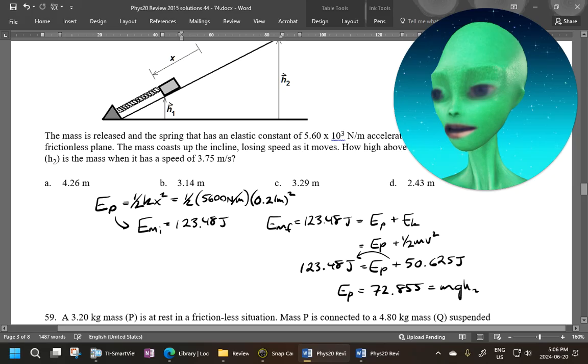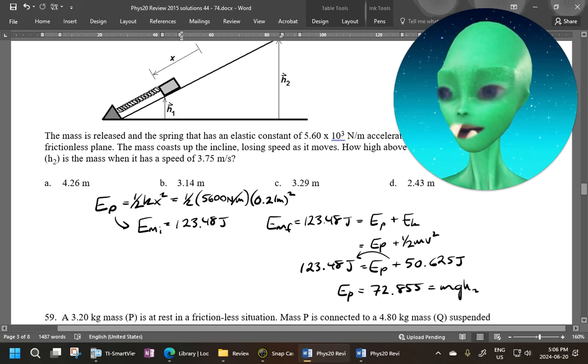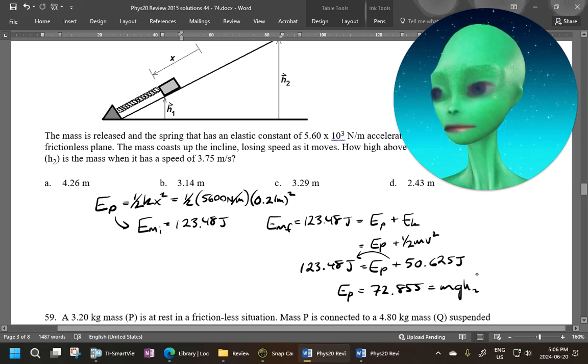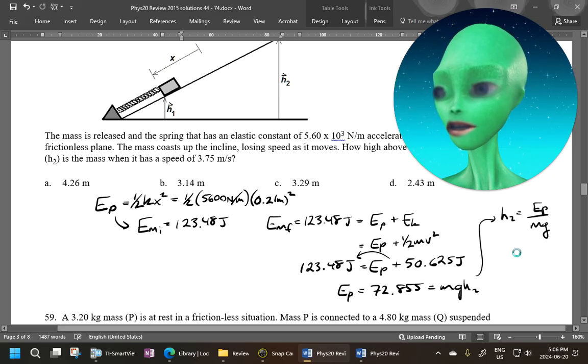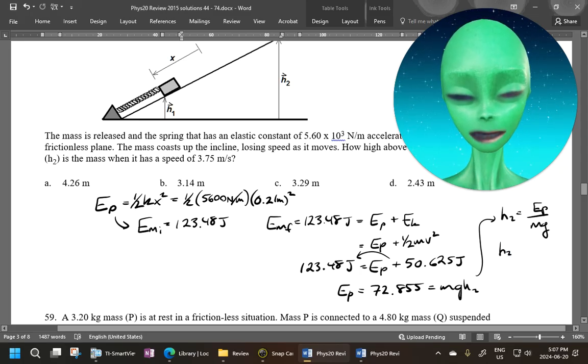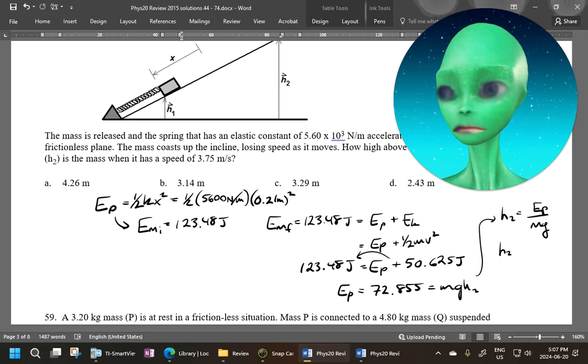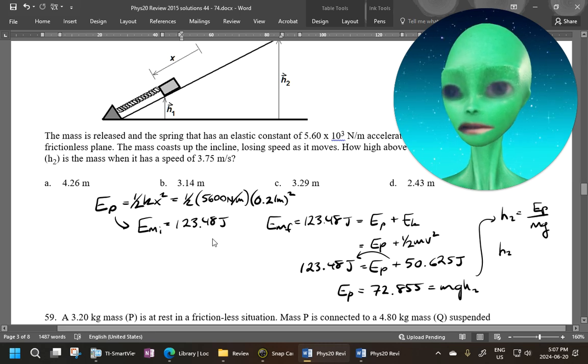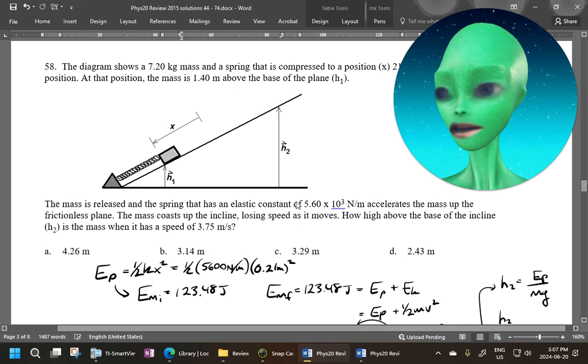I'm trying to find H2 here. So I'm going to take this EP and divide by M and G. Then give me H2. I don't know what that will be. Let's see. Divide by M. How did I mess up? How high above the ground is that? I only got like 1 meter.